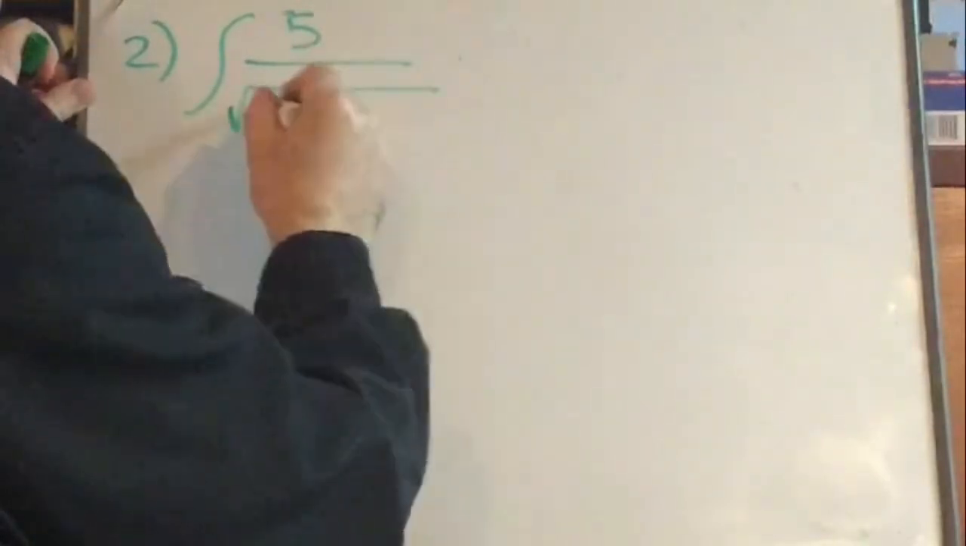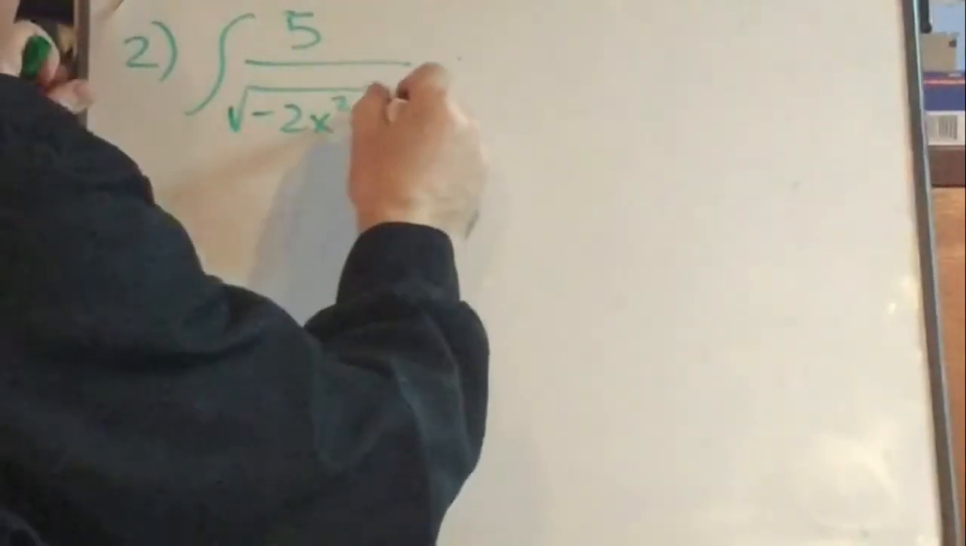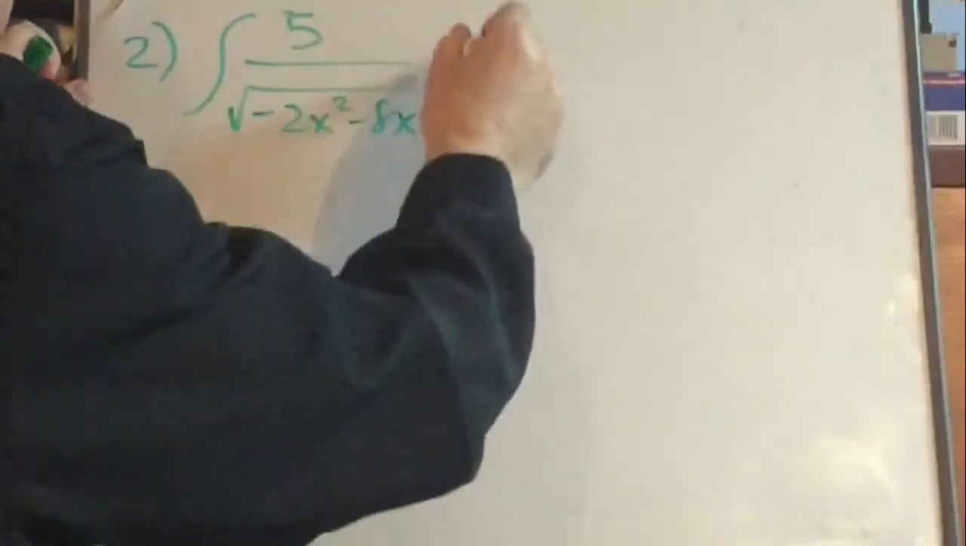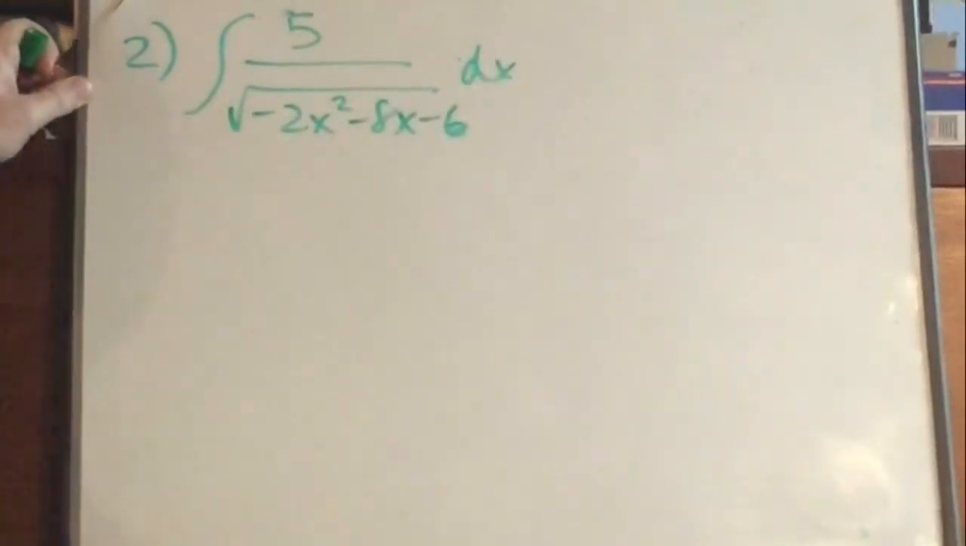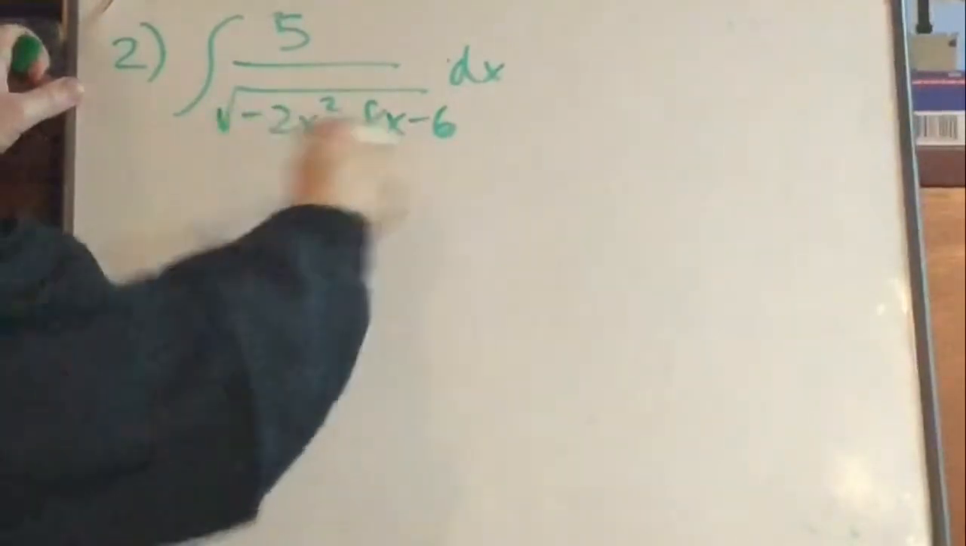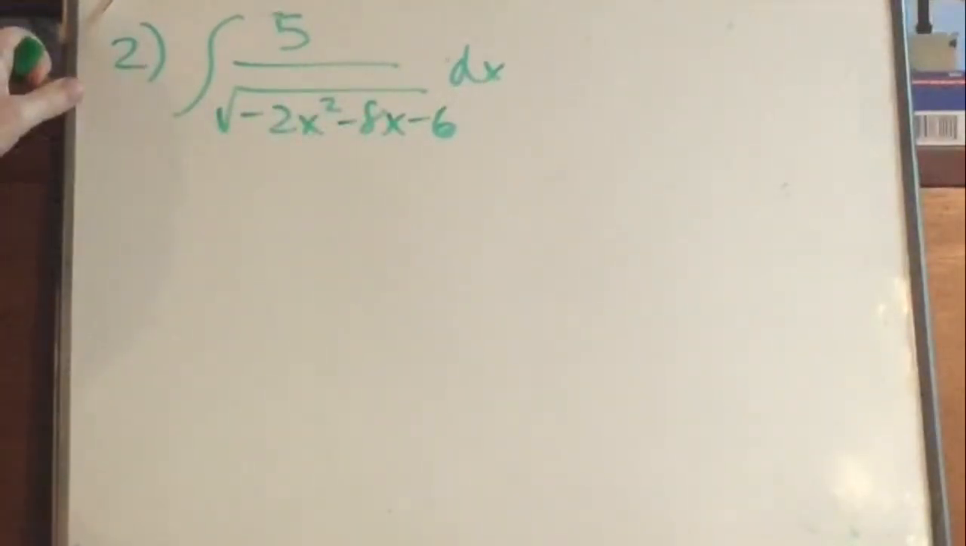Example number 2. I have the integral of 5 over the square root of negative 2x squared minus 8x minus 6 dx. And once again, I have a quadratic polynomial, trinomial in the denominator. It's under a square root though in this case, so we're going to try to make it fit the arcsine form that you see on the practice worksheet.